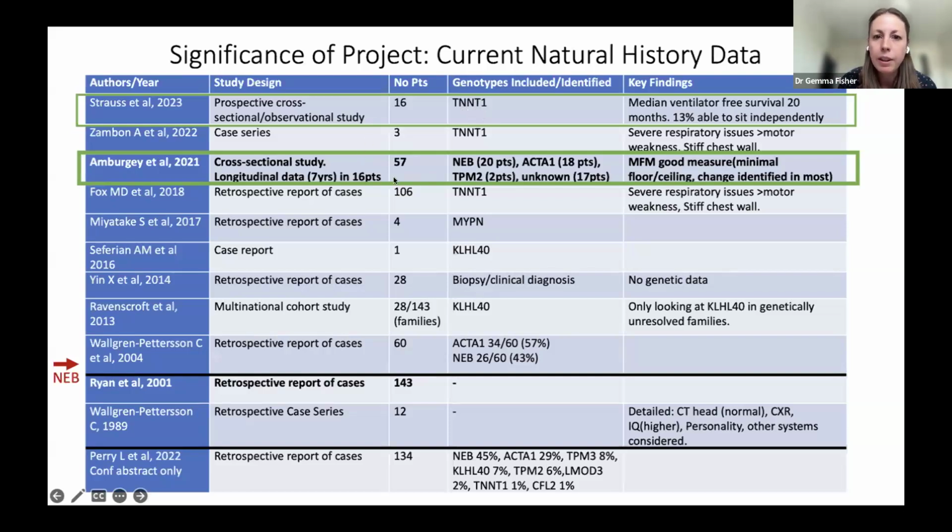causes. And the one in the really big green box is one that covers all the mutations, and I think has been really useful for planning our natural history study. So they looked at 57 patients with Nemaline myopathy and saw them at one family conference, and then tried to see them again at the same family conference 7 years later. So they have longitudinal data in 16 patients that they managed to get on those 2 occasions. And that's been really useful, the information from that.